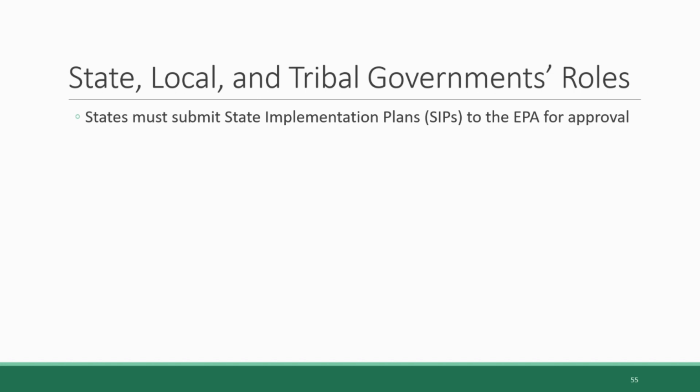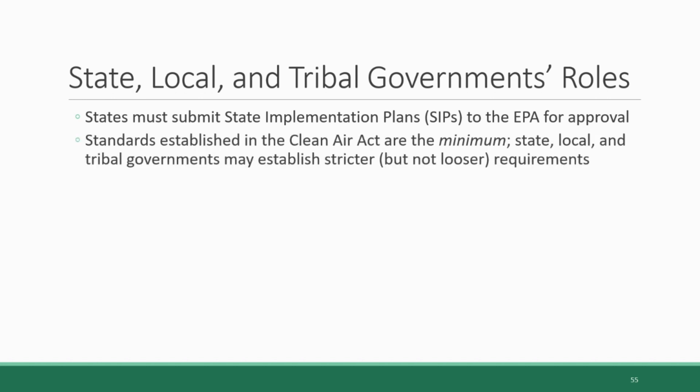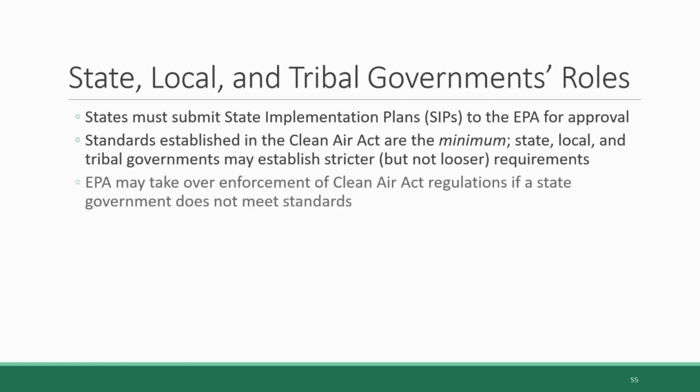And the standards for pollution and air quality that are established in the Clean Air Act are considered the minimum that states must do to control their air pollution. They can choose to establish stricter regulations that require even lower levels of pollution, but they can't establish looser regulations than what the Clean Air Act lays out. If a state or municipality isn't meeting the standards for pollution and air quality, then the EPA is authorized to sanction that state or even take over enforcement of the Clean Air Act regulations in that area.